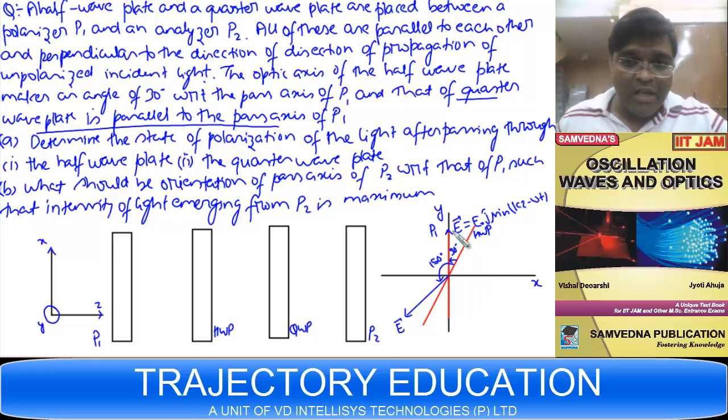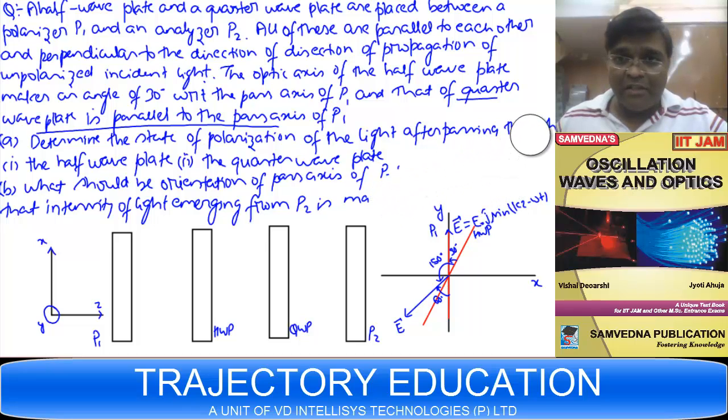see the optic axis of quarter wave plate is along the pass axis of P1 only. So the optic axis of the quarter wave plate will be along Y. So with the optic axis, what is the angle which the field vector makes? This is 150, this will be 120, so this is 60 degree. This will be an angle of 60 degree.